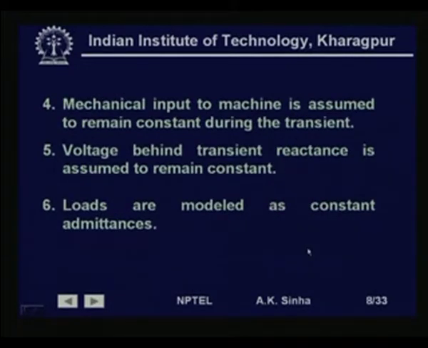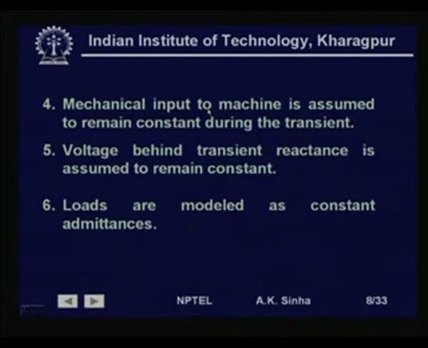The fourth assumption that we are making is that the mechanical input to the machine is assumed to remain constant during the transient. That is, in the short period of study that we are doing, we assume that the speed governor system of the generator is not active enough to increase or decrease the mechanical input as required by the speed of the system. That is, if the speed goes up, the speed governor will try to reduce the mechanical input. If the speed goes down, then it will try to increase the mechanical input by opening the valve a little more. So, what we are assuming is that the speed governing system is slow and its effect we are ignoring.